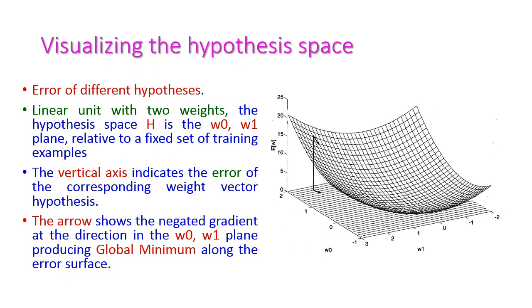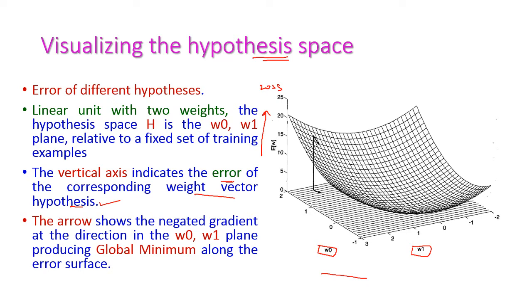The next one is visualizing the hypothesis space. This diagram explains the hypothesis space of the given example. Here we have two weights, W0 and W1, on two axes, and the y-axis indicates the error or loss, the error of the corresponding weight vector hypothesis.